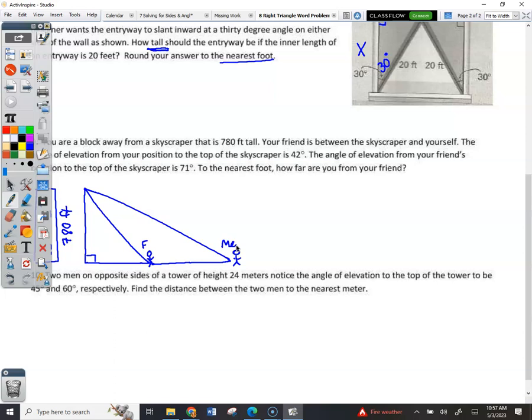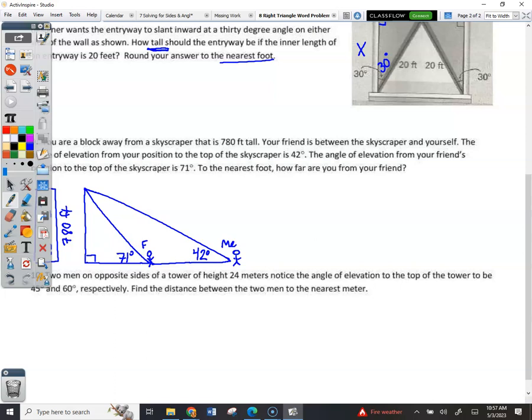Okay. The angle of elevation from you to the top of the skyscraper is 42. So where does that go? Should be easy. Elevation from you. The bottom right. From me, right? Okay, and then the angle of elevation from your friend is 71. So go to your friend. Their angle of elevation is 71. Makes sense. They're closer to the building, so they have to tilt up higher.